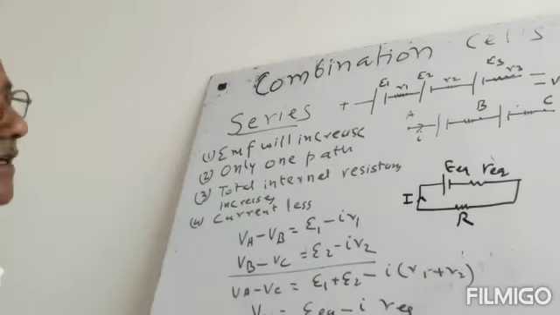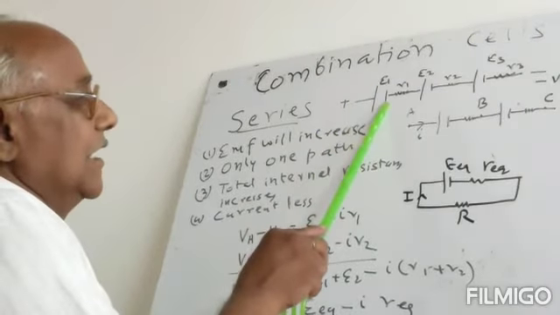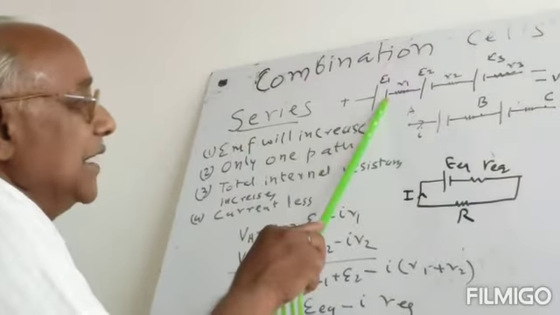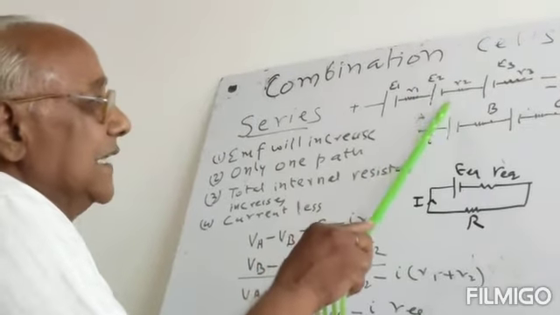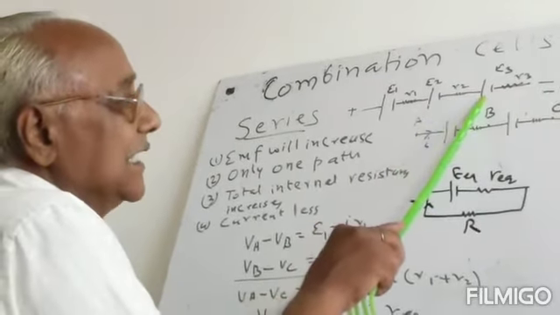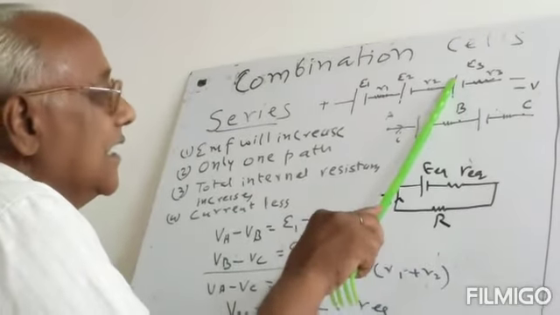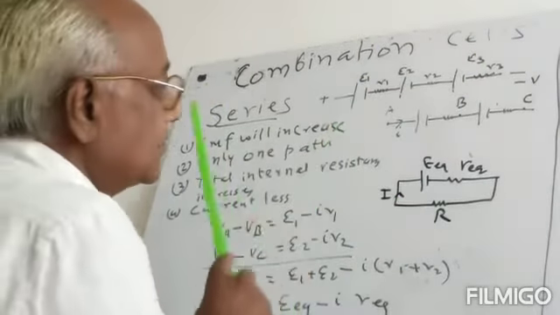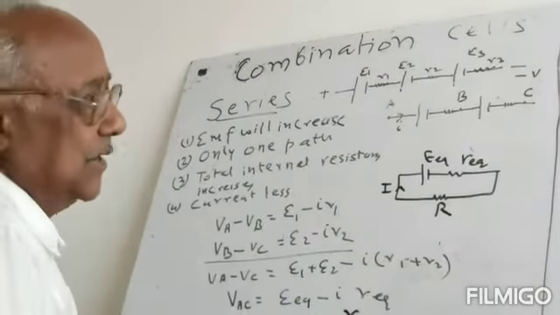For the series combination, if this is the positive electrode, this is the negative electrode, another cell, this is the positive and negative. So the negative terminal of the first cell is connected to the positive terminal of the next cell. The negative terminal of the second cell is connected to the positive terminal of the third cell. So this end will be negative and this end will be positive. Such a type of combination is known as series combination.